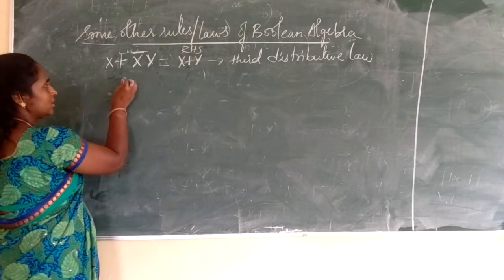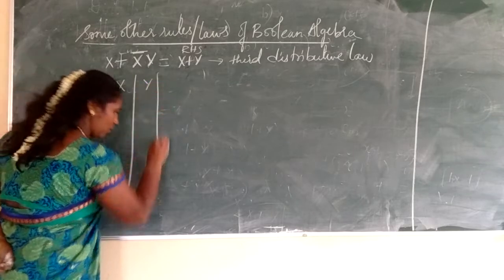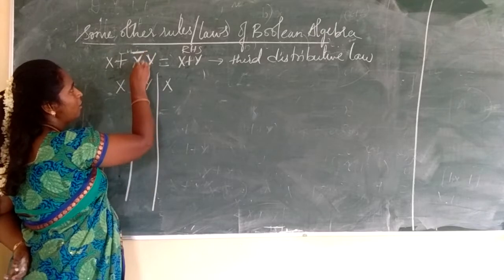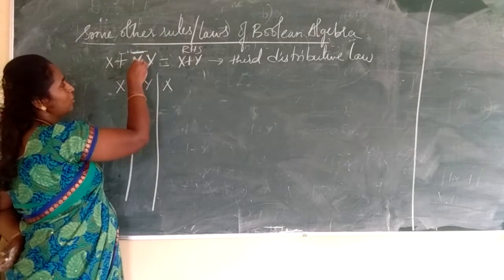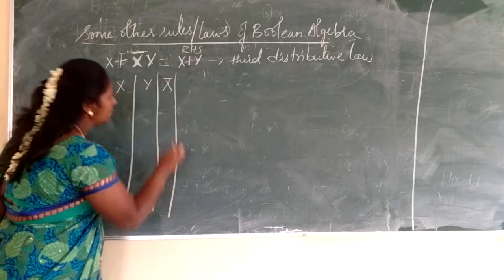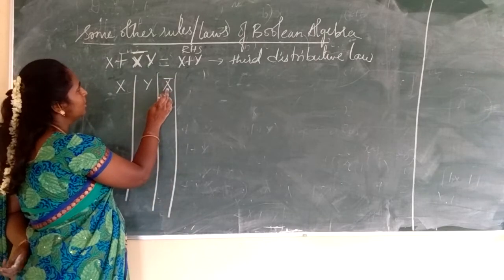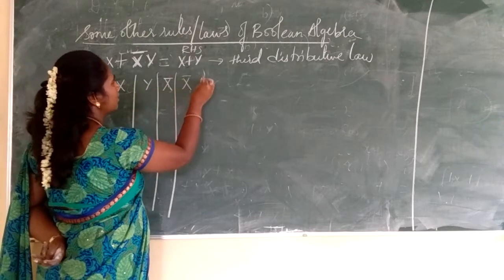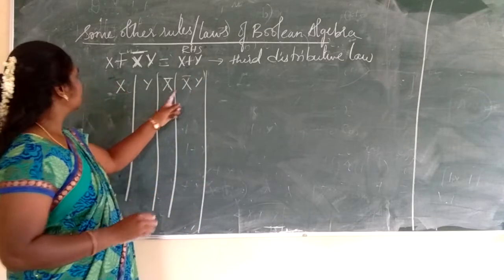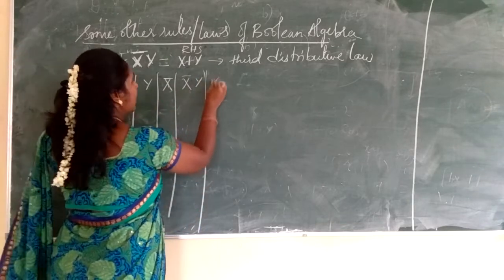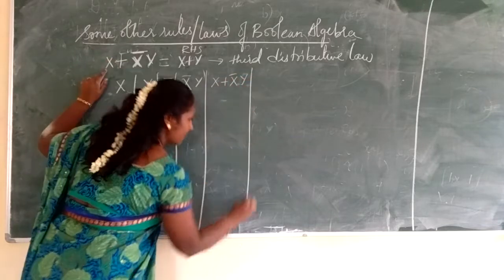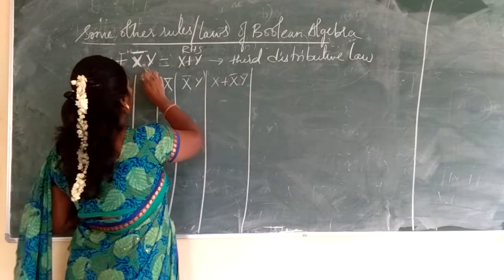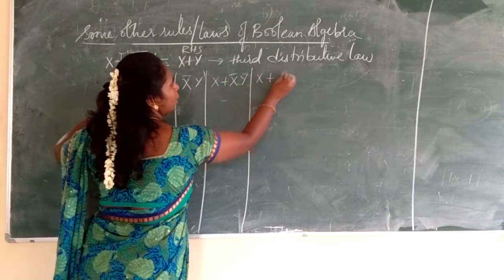How many inputs are here? 2 inputs, x and y. Next, what's the count? First, use the NOT operator for x. The NOT gate, or NOT operator, gives x bar. Next, this complement, or inverter, should be multiplied with y, so x bar y. Next, this x bar y should be added with your x: x plus x bar y. After adding, you have to prove that this should be equal to x plus y.